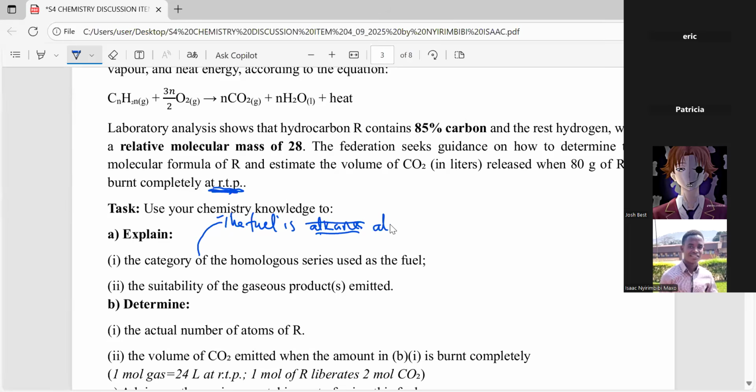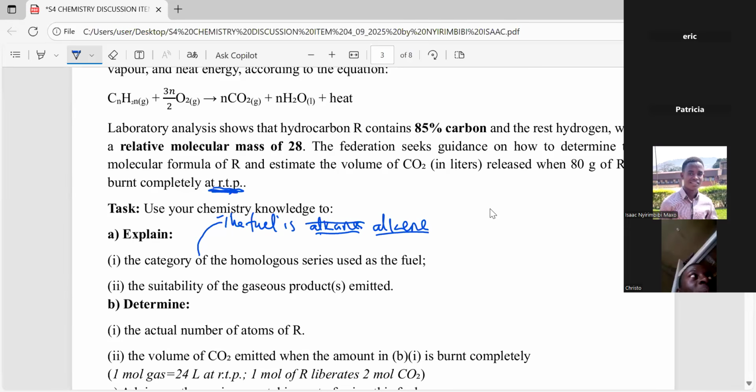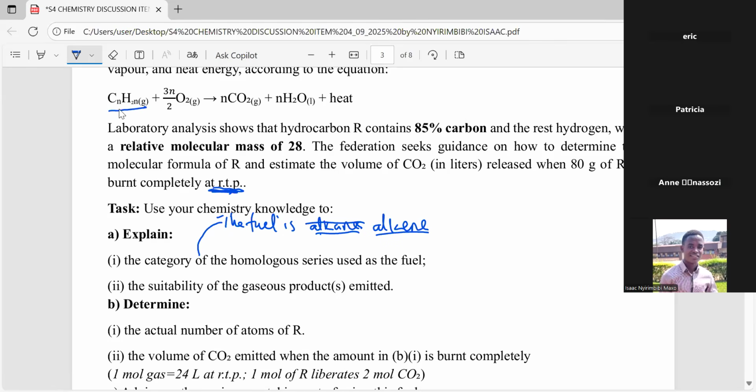So you have seen that it is an alkene. Why? With a reason. Let's be faster now. Because it has the general formula of CnH2n. No, you need to give us the fact why we are calling it an alkene. Now that general formula, we already have it here. Are you seeing it? You will not give us the reason because it is already here. Now tell us, why do you call it an alkene?